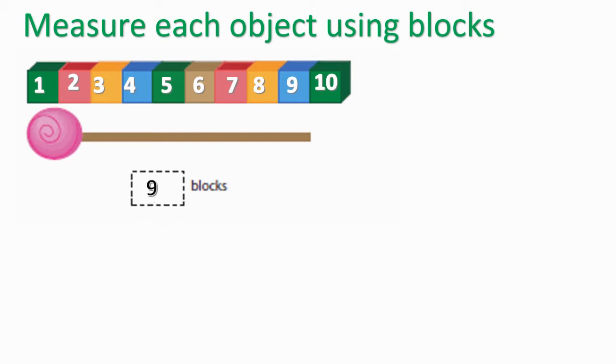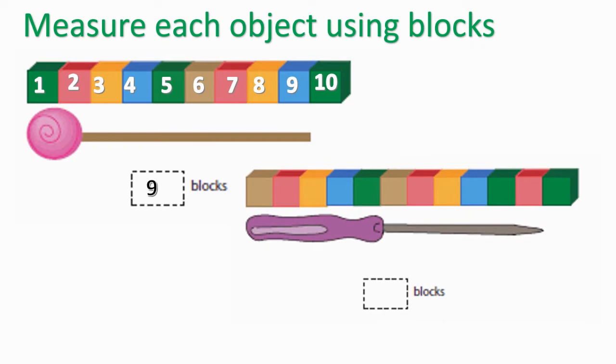Another example is to find out the length of a screwdriver using some blocks. 1, 2, 3, 4, 5, 6, 7, 8, 9, 10, 11, 12. The length of the screwdriver is equal to 11 blocks.